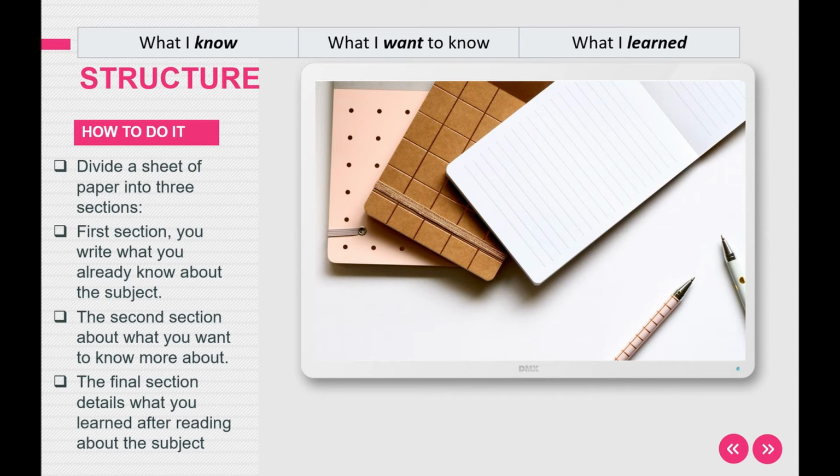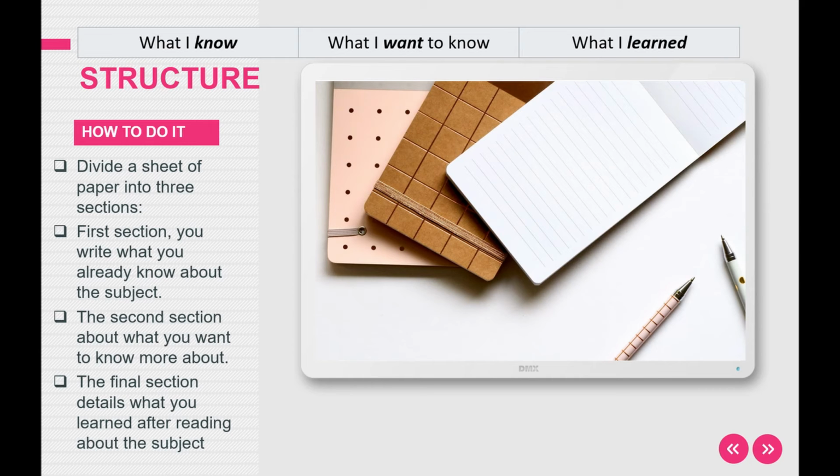What you do is you divide a sheet of paper into 3 sections. So you take this paper, you have 3 different sections, 3 columns if you wish. In the first column, you write about what you already know about the subject. For instance, if you're learning about cell division, you know that there are 3 types of cell divisions, right? And then you say, well, I know a little bit about mitosis, but I don't know anything about meiosis.